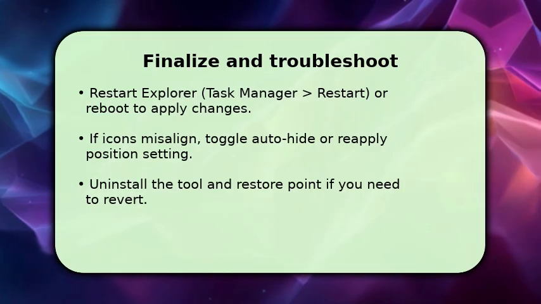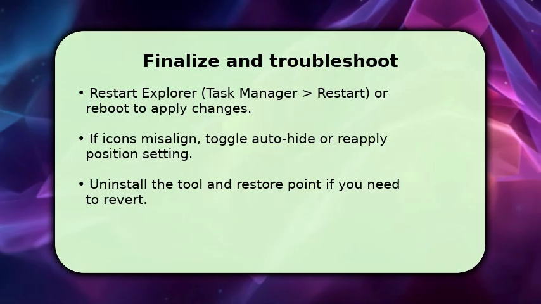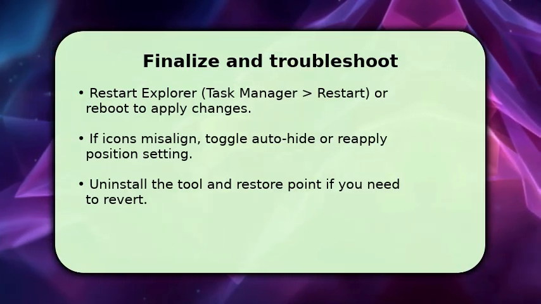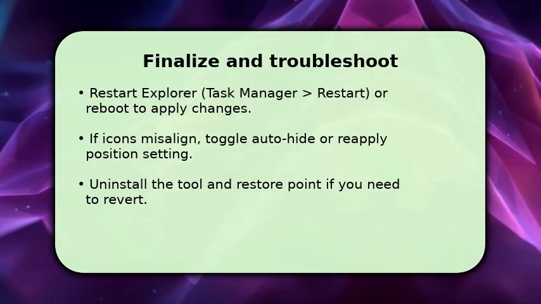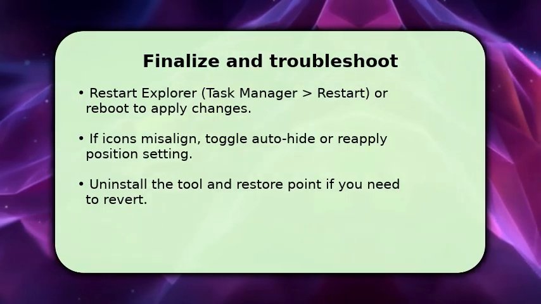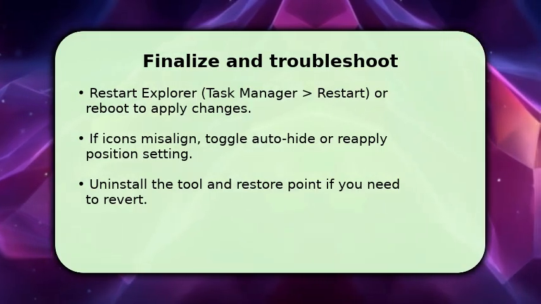If icons misalign or the taskbar resets, reopen the tool and toggle the top position off and on or adjust auto hide. This often forces a correct redraw. If problems persist, uninstall the utility and use your restore point to revert. That guarantees a safe rollback without manual registry edits.